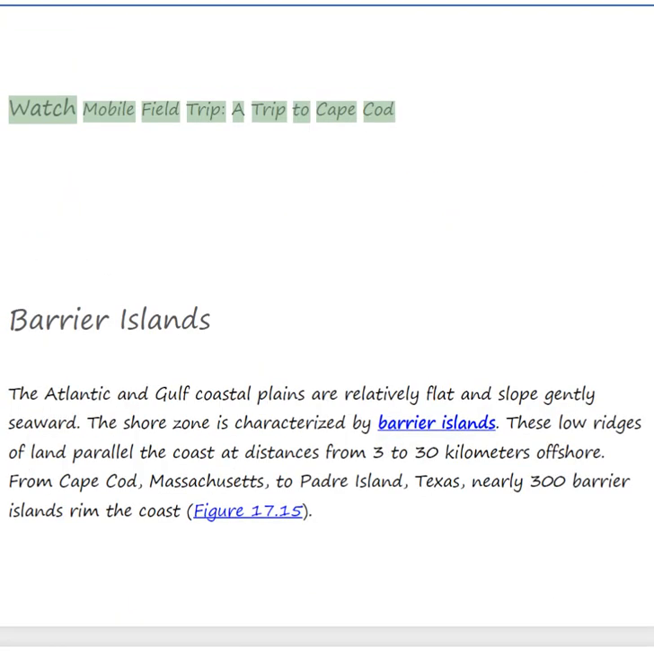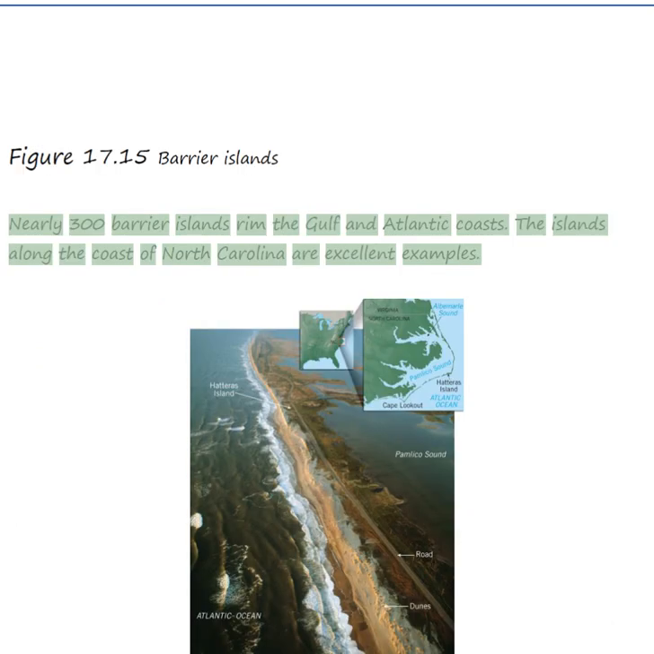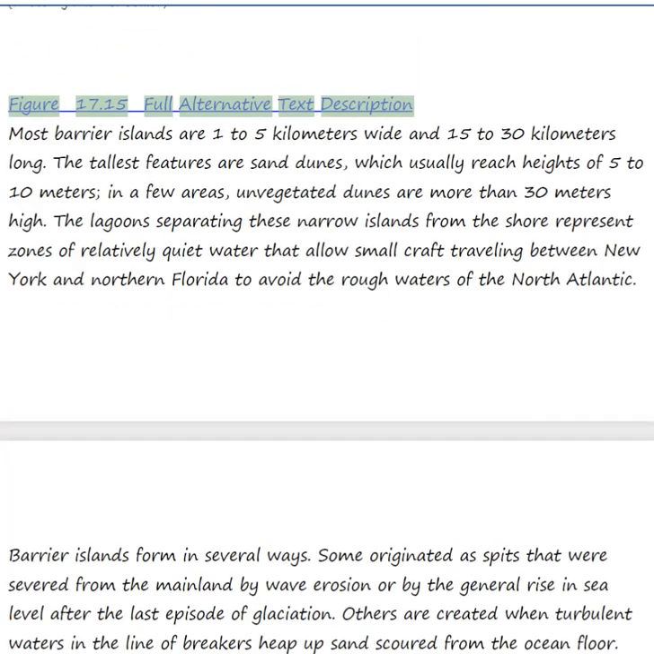Watch Mobile Field Trip, a trip to Cape Cod. Nearly 300 barrier islands rim the Gulf and Atlantic coasts. The islands along the coast of North Carolina are excellent examples. Figure 17.15 Full alternative text description.